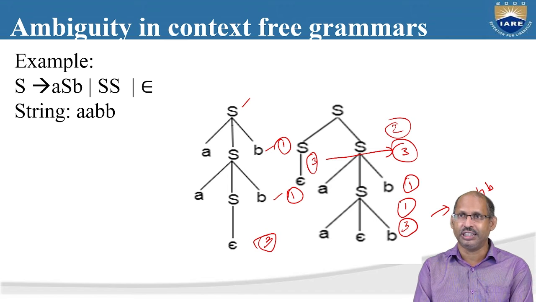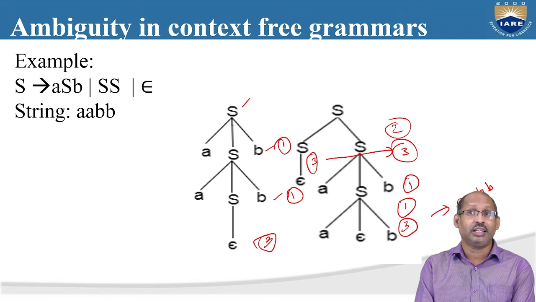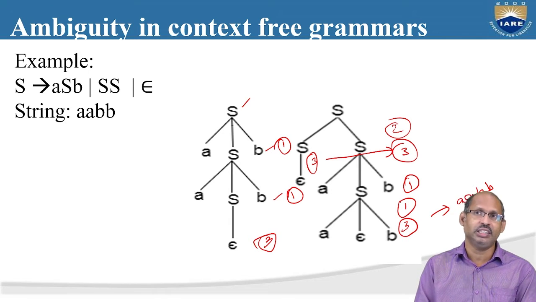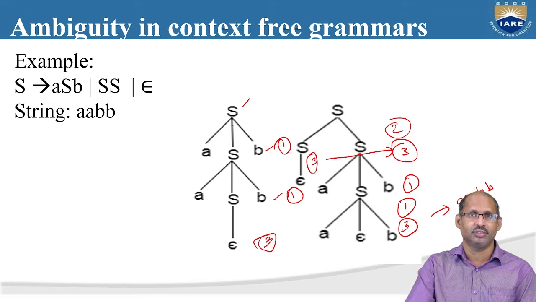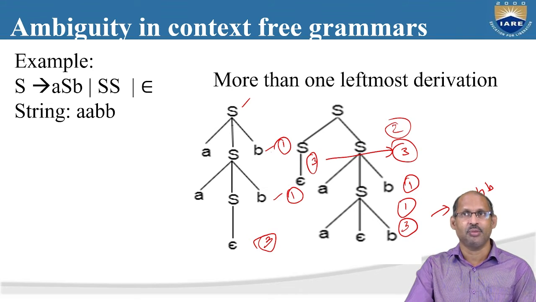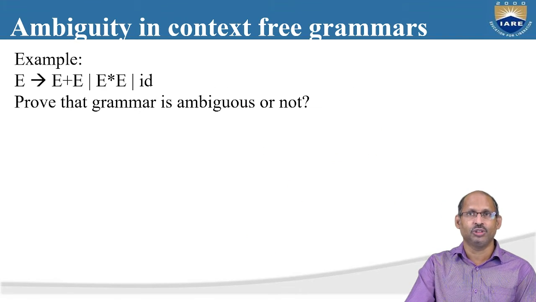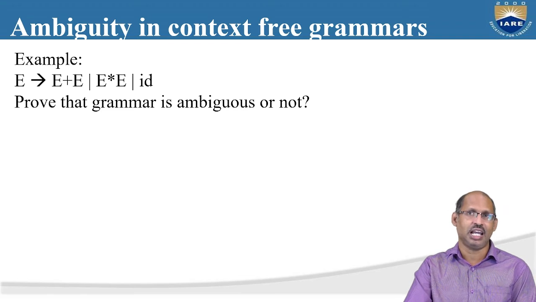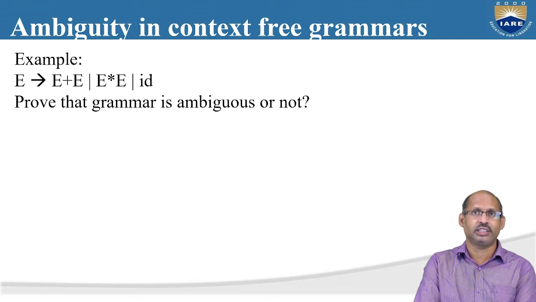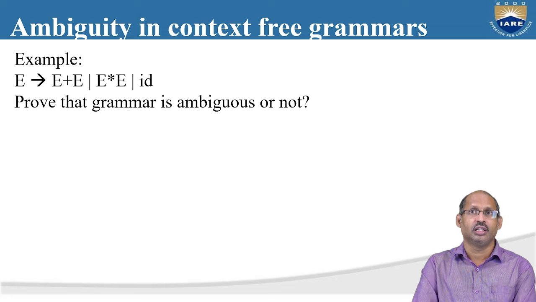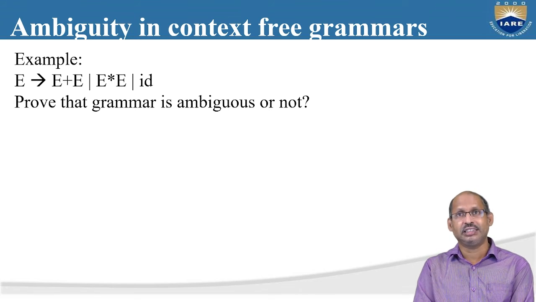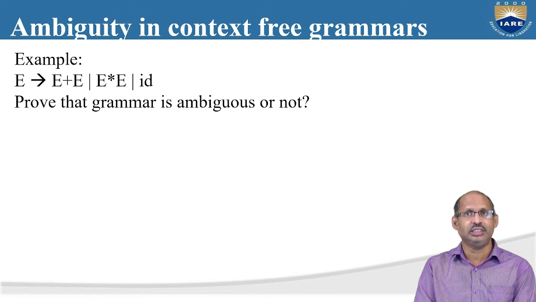Here we are always replacing leftmost non-terminals only. But there are two leftmost derivations. Then we say the grammar is ambiguous. More than one leftmost derivation, so the grammar is ambiguous. So one more example: is this given grammar ambiguous or not?